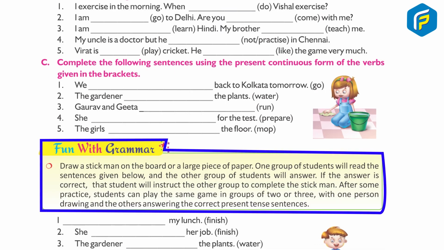Fun with grammar. Draw a stick man on the board or a large piece of paper. One group of students will read the sentence given below and the other group of students will answer. If the answer is correct, that student will instruct the other group to complete the stick man after some practice. Students can play the game in groups of 2 or 3, with one person drawing and the other answering the correct present tense sentences.